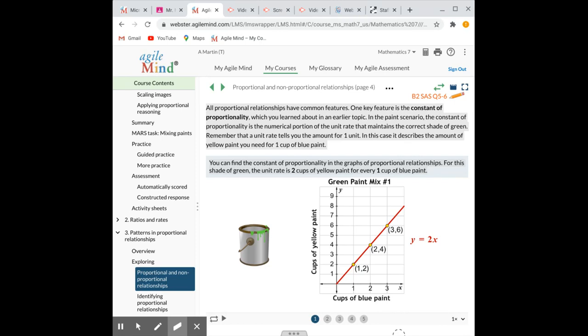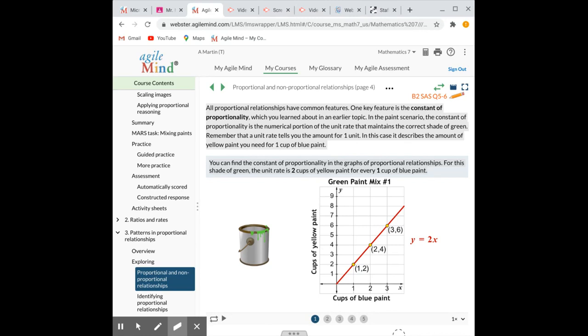All right. Read down there at that next part. What's it say? It says right there below it. You can find the constant of proportionality in the graphs of proportional relationships. For this shade of green, the unit rate is 2 cups of yellow paint for every 1 cup of blue paint.